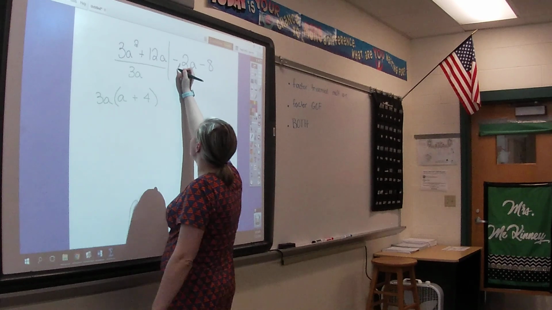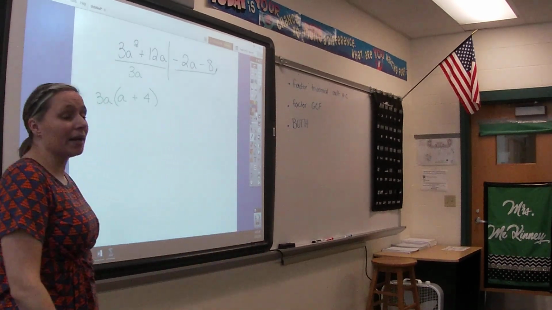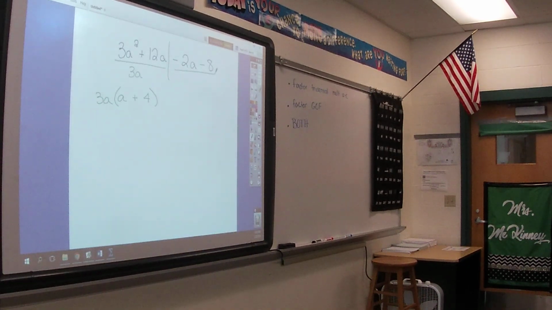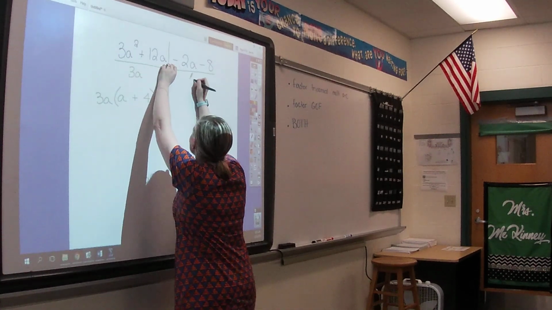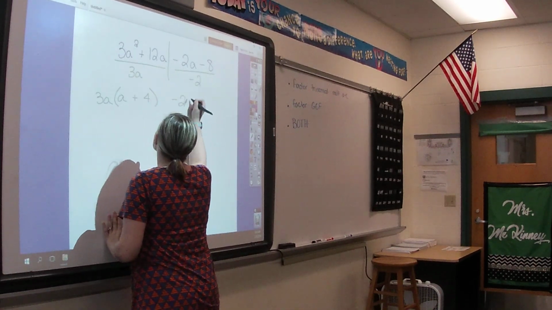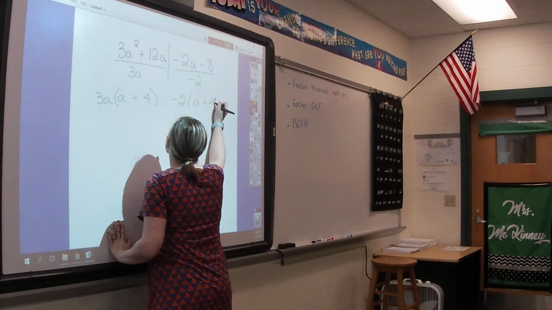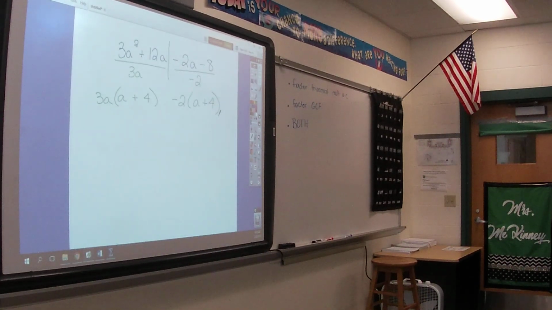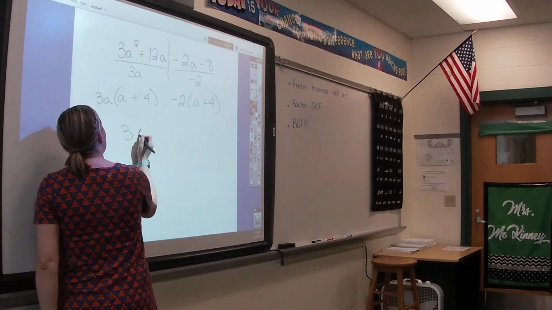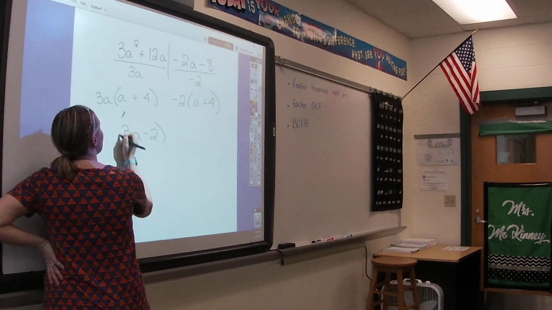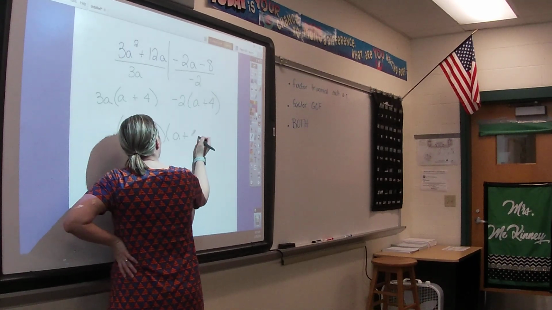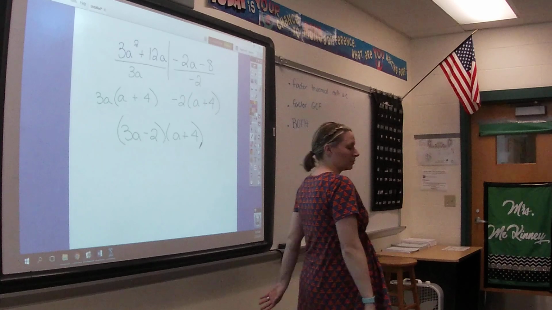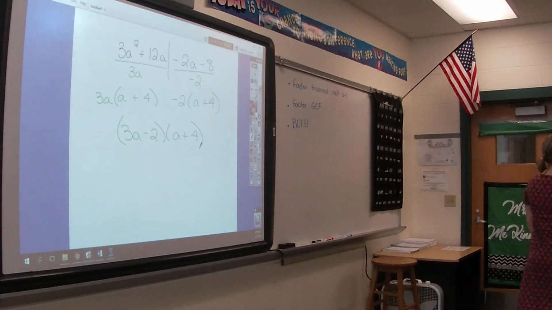The other side. Okay, so now we'll do the right-hand side. What's our right-hand side over here? Negative 2, right? Because our leading one is negative. And then it's 3A minus 2. Yep, so we'll get a 3A minus 2. And then A plus 4. Okay, do we sort of get the idea of how the list is going to work?